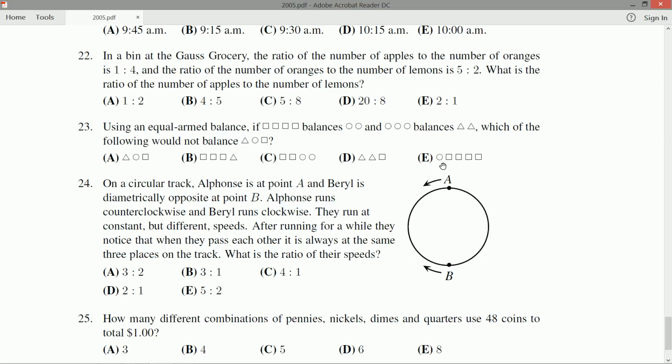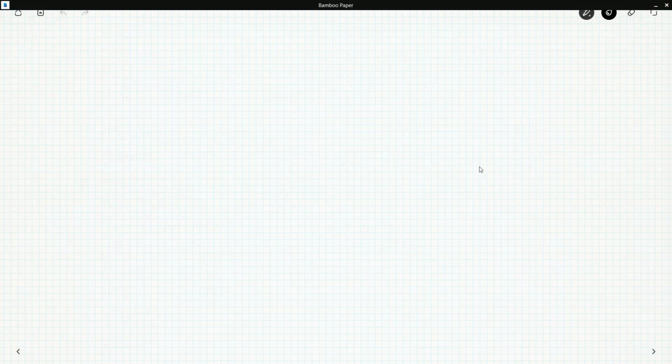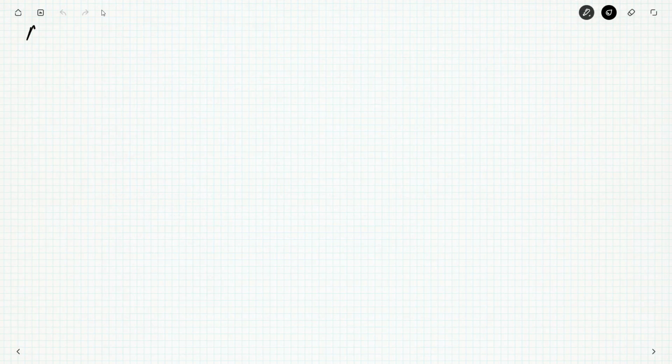And E. So with E, we still have a circle and a square, but we have replaced one triangle with 3 squares. Okay. So A is automatically out because it clearly balances. We can even write some of the stuff down. And I suspect it's D.